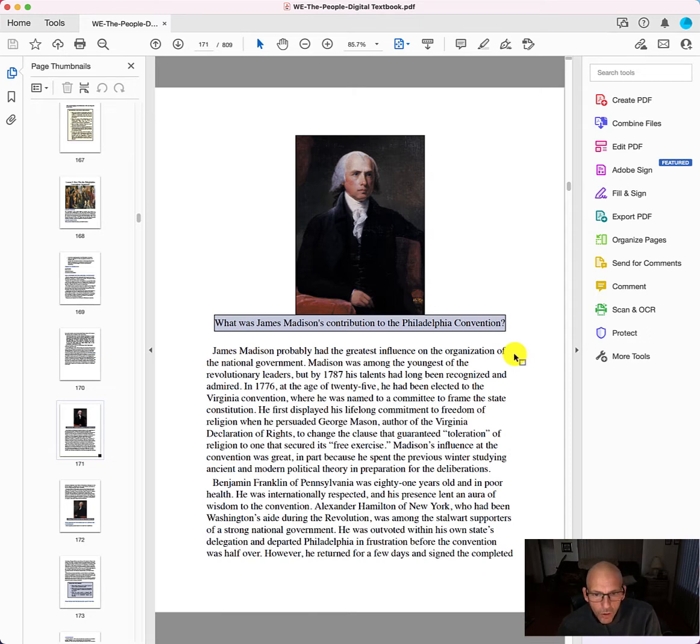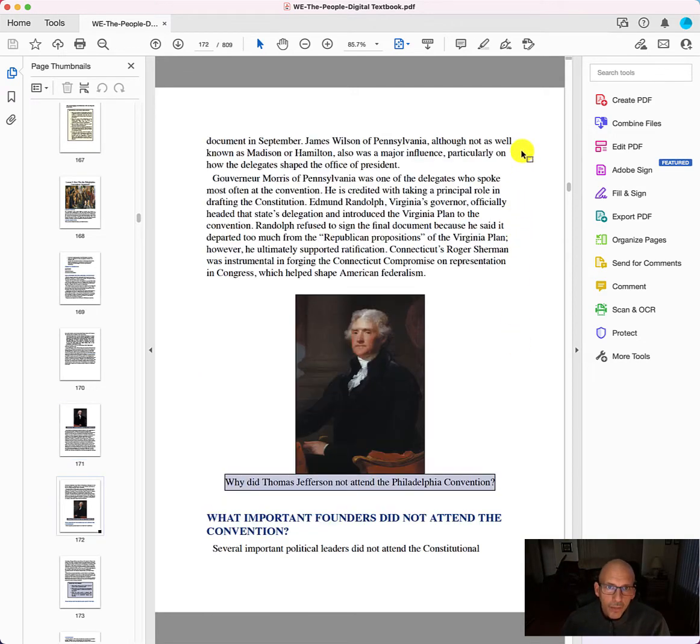Alexander Hamilton of New York, who had been Washington's aide during the Revolution, was among the stalwart supporters of a strong national government. He was outvoted within his own state's delegation and departed Philadelphia in frustration before the convention was half over. However, he returned for a few days and signed the completed document in September.